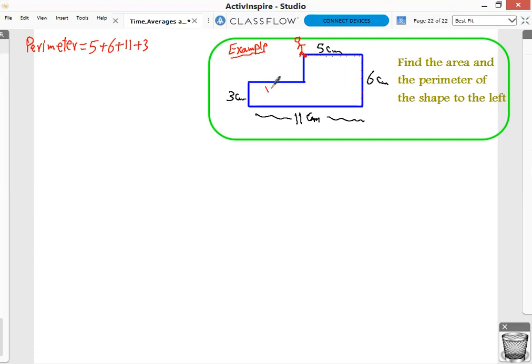11 minus 5. It will be what? 6. Then plus 6. What about this line? How can we get it? 6 minus 3. Then it will be what? 3. Now we complete our trip to return to the starting point. Then what is the total? It will be what? 34, correct? Check it, it's correct.